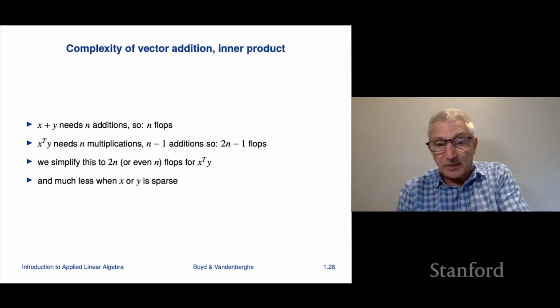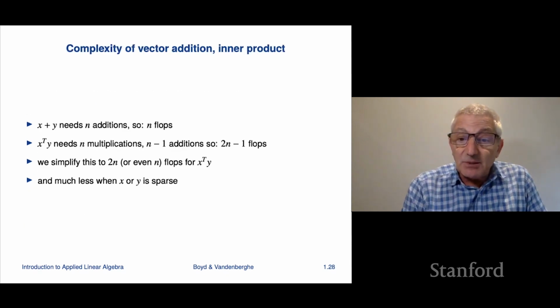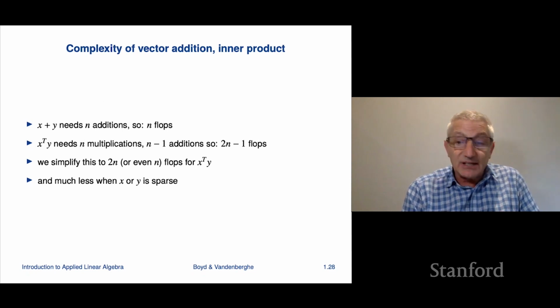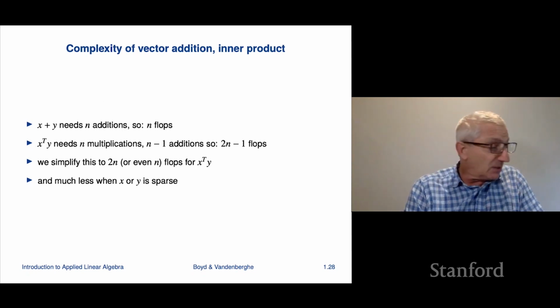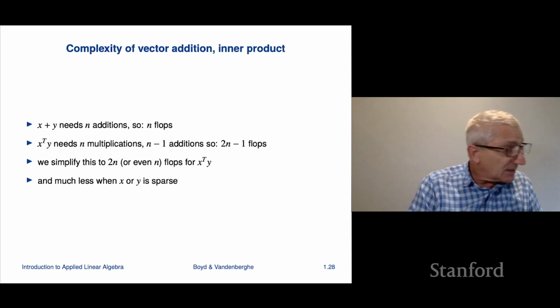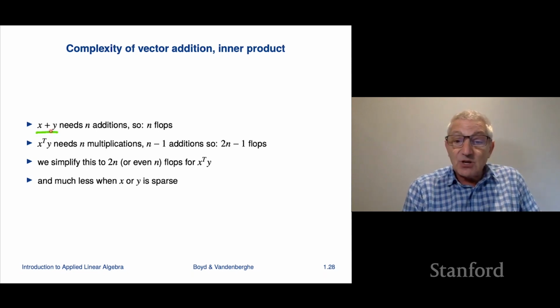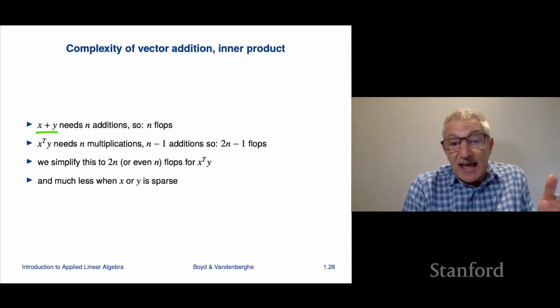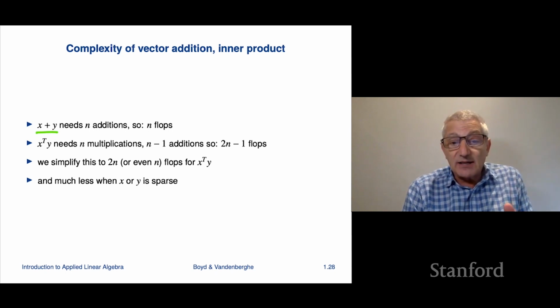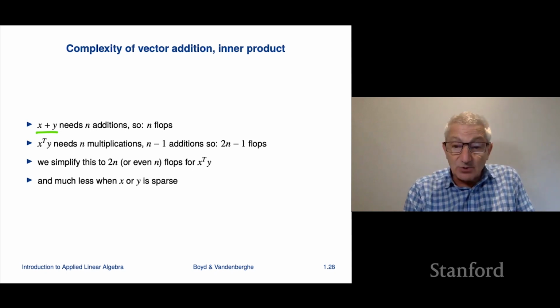So let's look at the complexity of vector addition, inner product. We can also look at scalar vector multiplication. All right, let's look at adding two vectors. When we add two vectors, it takes n additions because you have to add each xi to each yi, and there are n entries. So that's n flops total.